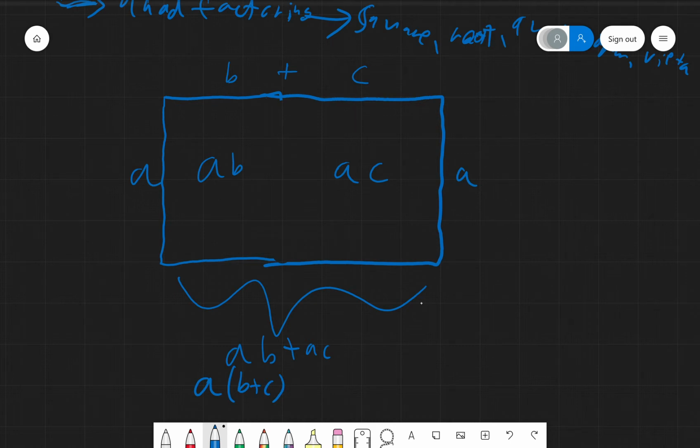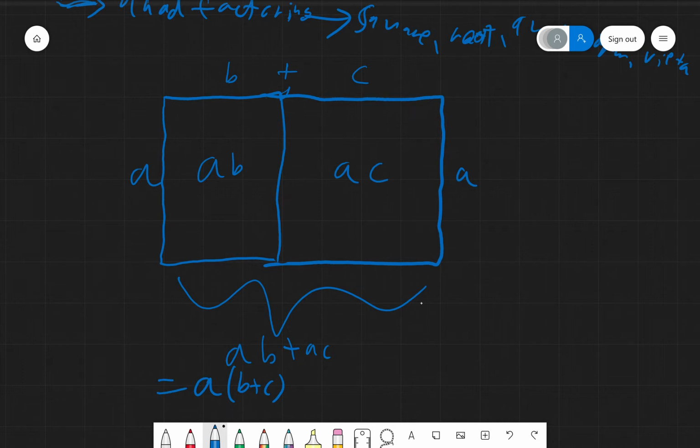Because you can split it up, it's the same either way. This line doesn't do anything; it's just a divider for our own sake. That means that AB plus AC, if we split it up, and if we don't split it up, we get A times (B plus C). They're equal. Okay? Now, we can do that with many other things.